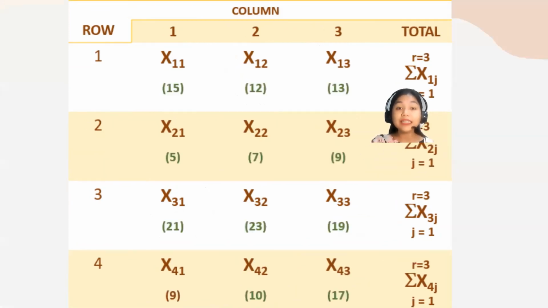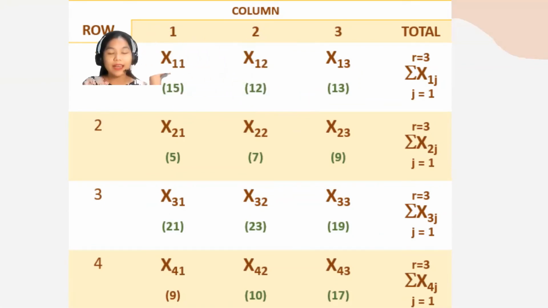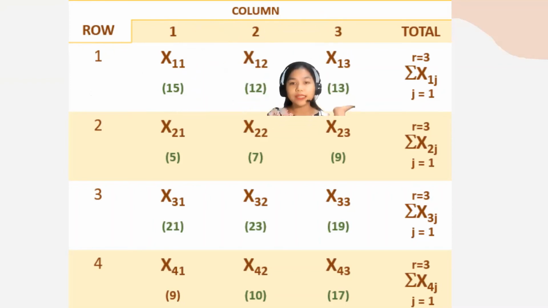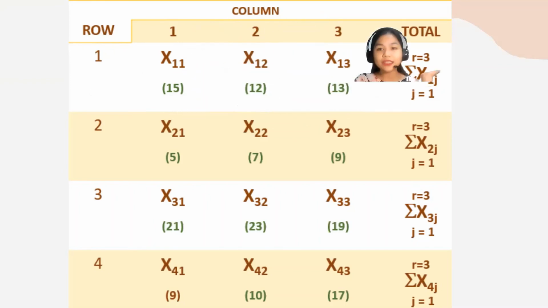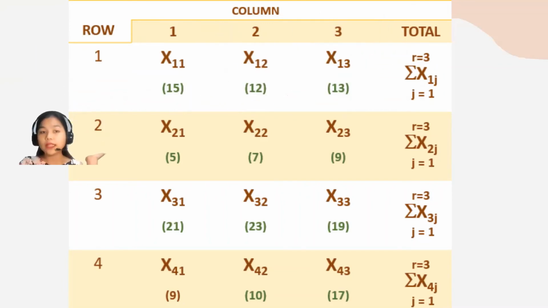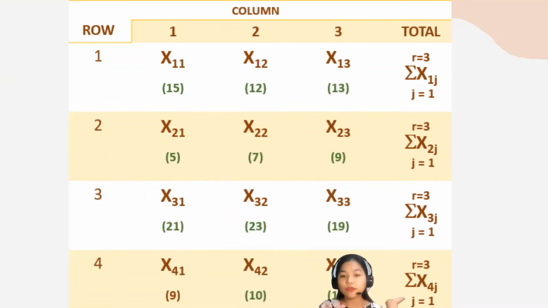So replacing the values of these arbitrary or dummy variables. So our row 1, column 1 is 15. Row 1, column 2 is 12. Row 1, column 3 is 13. So we just need to get the summation of the first row. Then get the summation of the second row, the summation of the third row, summation of the fourth row.